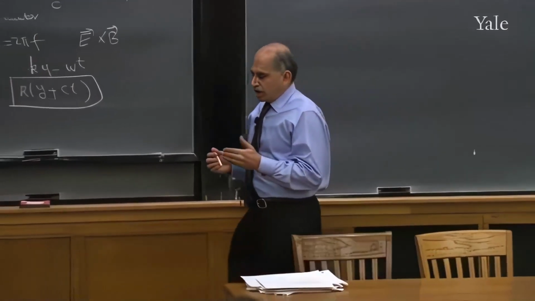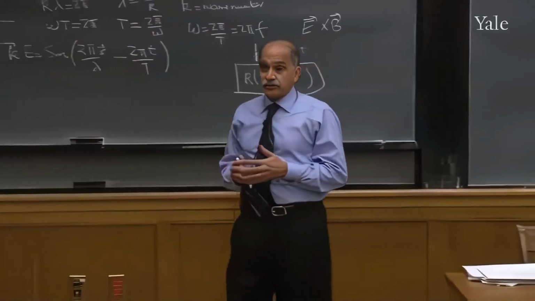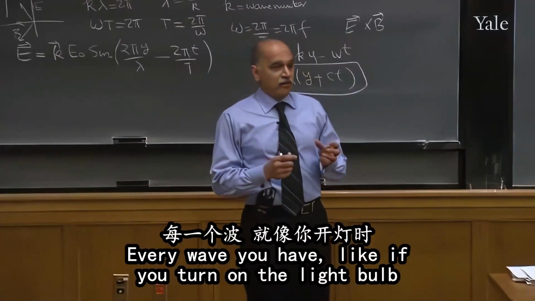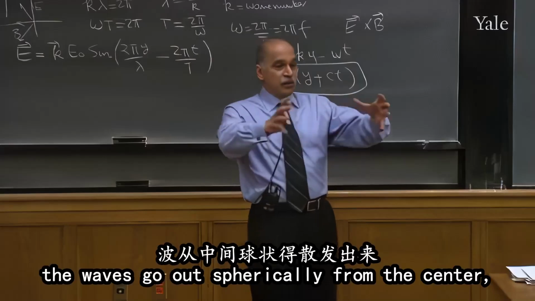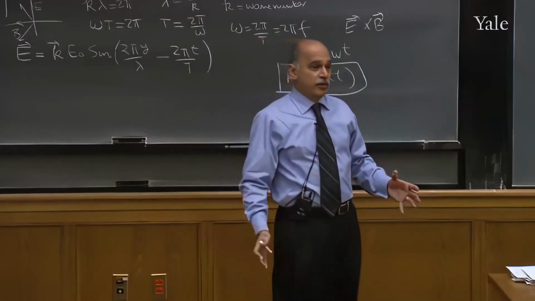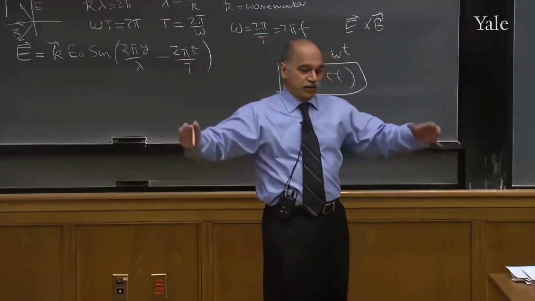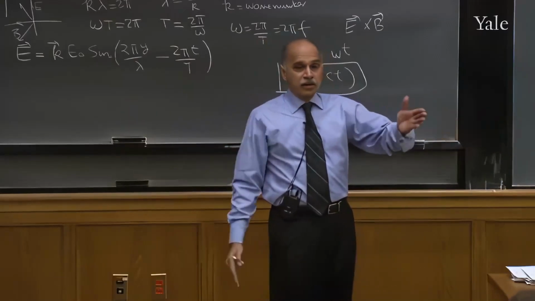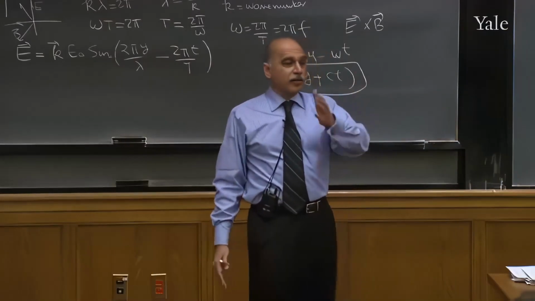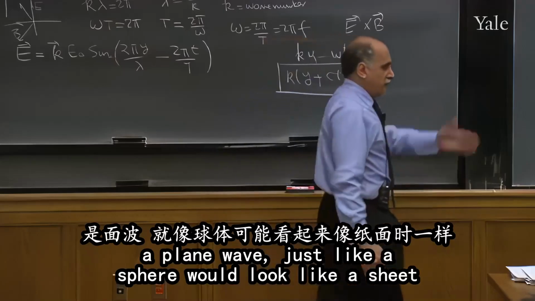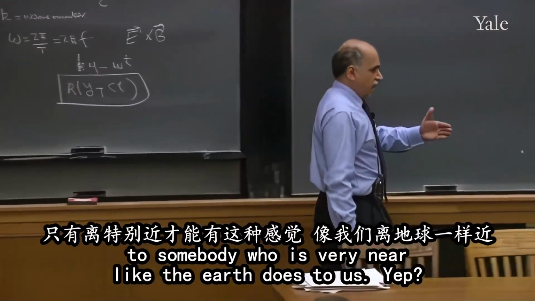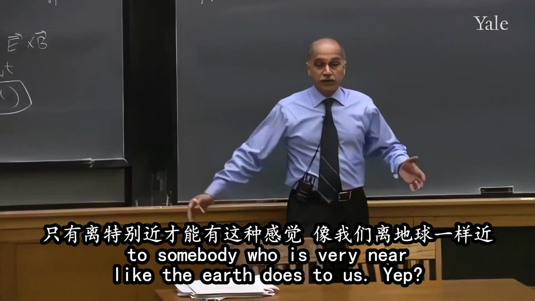Actually, I should amend myself. Plane waves are an idealization. Every wave you have, like if you turn on the light bulb, the waves go out spherically from the center. But far from the center, when the sphere is 10,000 miles in radius, if you're a little creature at the end, it will look like a plane wave, just like a sphere will look like a sheet to somebody who's very near, like the Earth does to us.